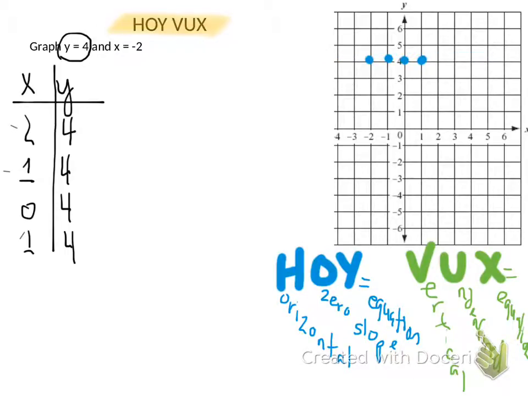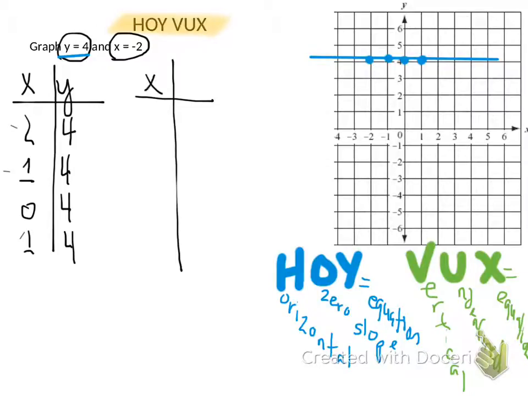Oops, that's a little ugly. Let's try that again. A little better. It's still not great, but you get the idea. So y equals 4 gives a horizontal line going through 4. Let's graph x equals -2.